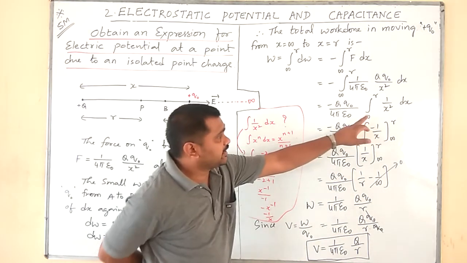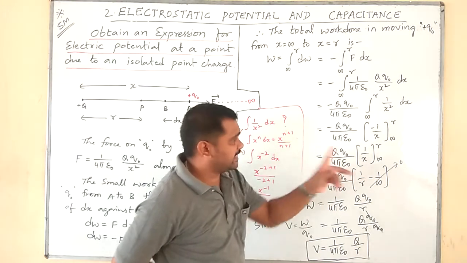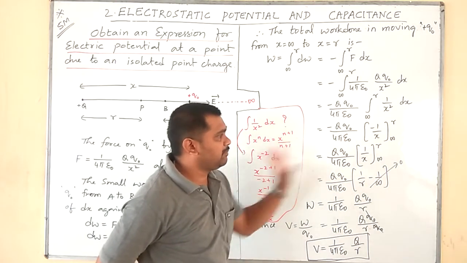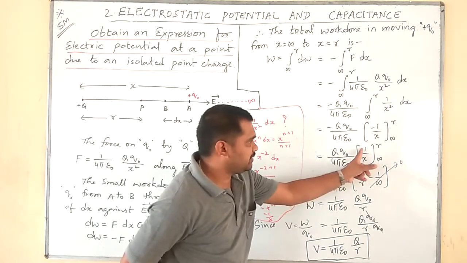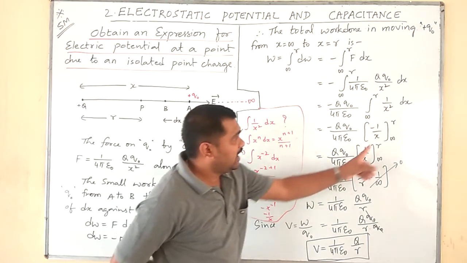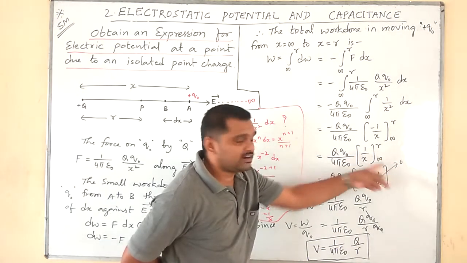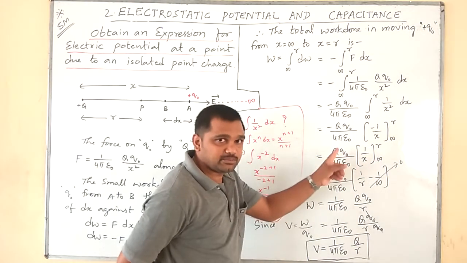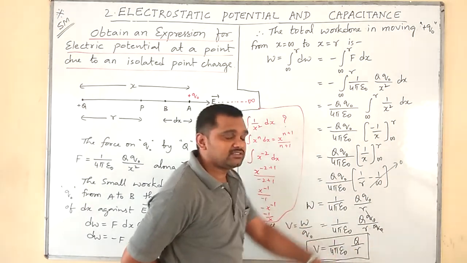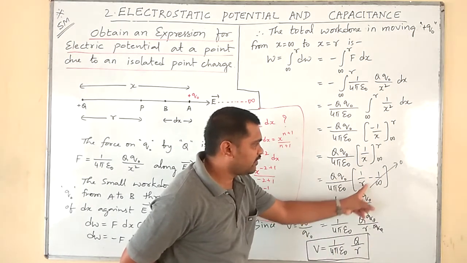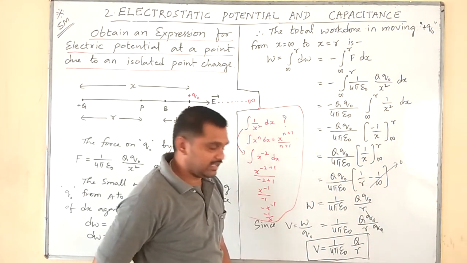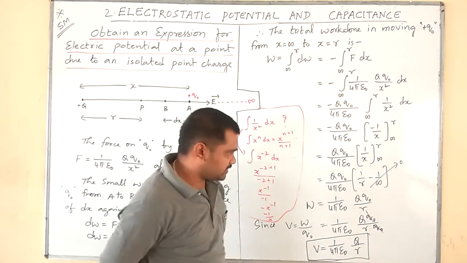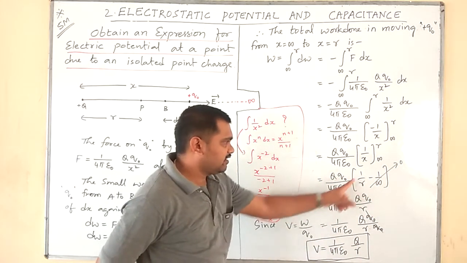Next, the integration of 1 over x square dx is simply minus 1 over x. This minus into minus will become plus. Therefore, it becomes just 1 over x. And when I apply the upper limit and lower limit, and you know that procedure, first you have to substitute the upper limit and then the lower limit. Therefore, 1 over r minus 1 over infinity. As we know that 1 over infinity is equal to 0, what remains here is 1 over r.